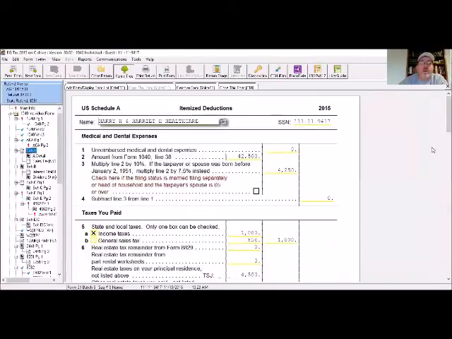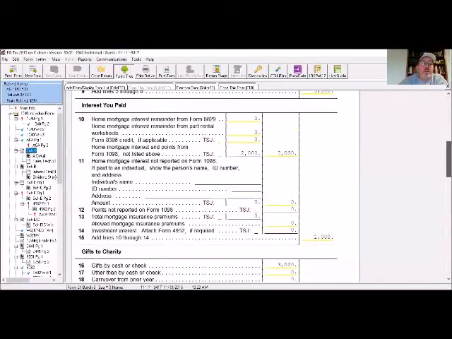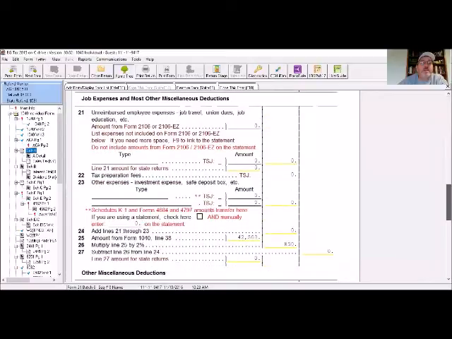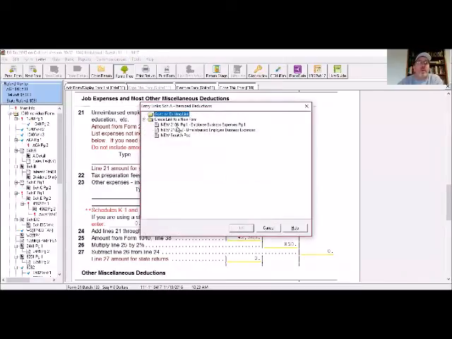Okay. On the Schedule A, like I said, we're down here in the job expenses. Line 21 is where we just talked about unreimbursed employee expenses. Okay. Job travel, union dues, everything like that. Inside here, when you go into the little square, is a link to forms, the 2106 and the 2106 EZ.